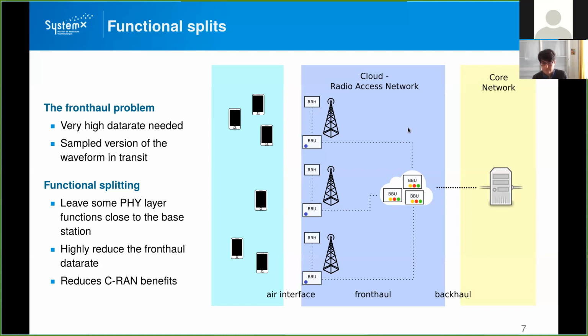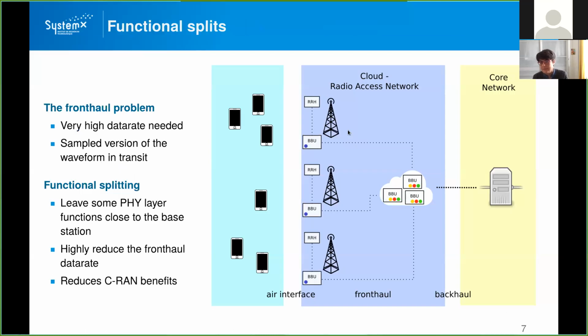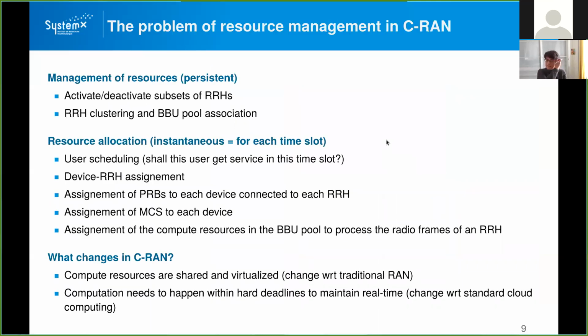So today, I'm going to concentrate on the centralized version of CRAN, where all the BBU processing happens in the cloud. But splitting is an active area of research, and it's probably the solution that will make CRAN doable in practice. So I'm moving to the problem of resource allocation in this framework, in this setting.